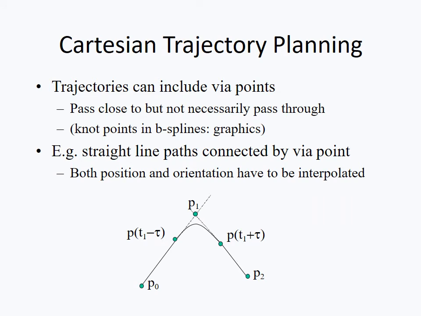Cartesian trajectory planning. Trajectory and path planning are about the same. A trajectory can include waypoints that it passes close to but not necessarily through. Example: a straight line path connected via points. Both position and orientation have to be interpolated.